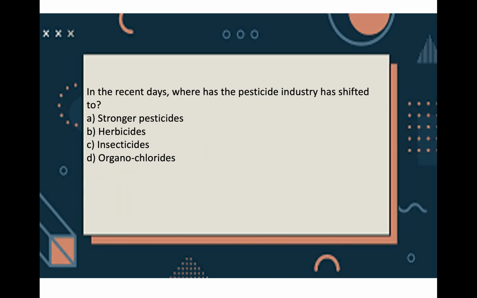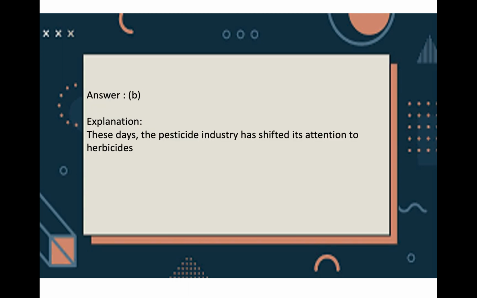Next question is that in recent days, where has the pesticide industry shifted to? A, stronger pesticides, B, herbicides, C, insecticides and D, organochlorides. The answer is B, herbicides. So the pesticide industry has already been shifting its attention to herbicides.